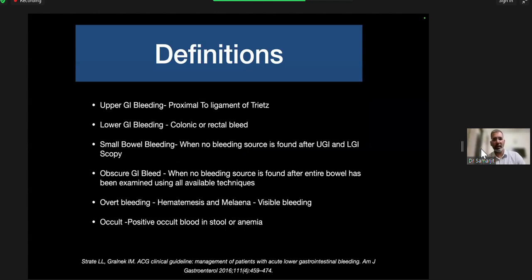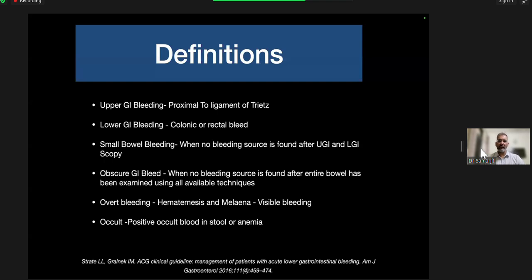Bleeding, and what is lower GI bleeding: proximal and distal to the ligament of Treitz. Small bowel bleeding is the term used when the gastroenterologist can find no bleeding source after upper GI and lower GI endoscopy. Obscure GI bleed is the term used when no bleeding source is found after the entire bowel has been examined using all available techniques, right? So when we've done everything and we still cannot find the cause of the bleed, we call it obscure.